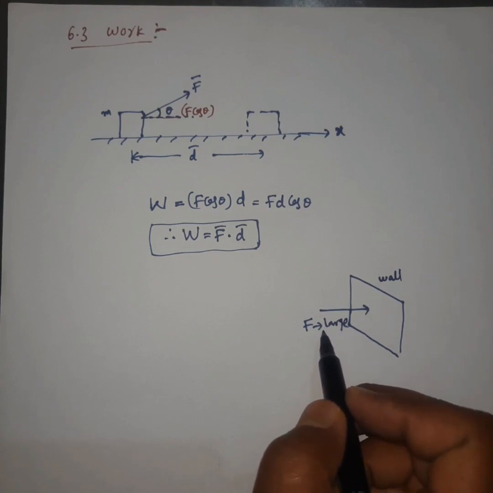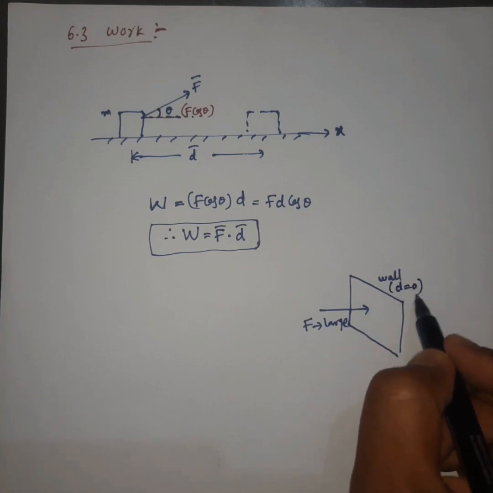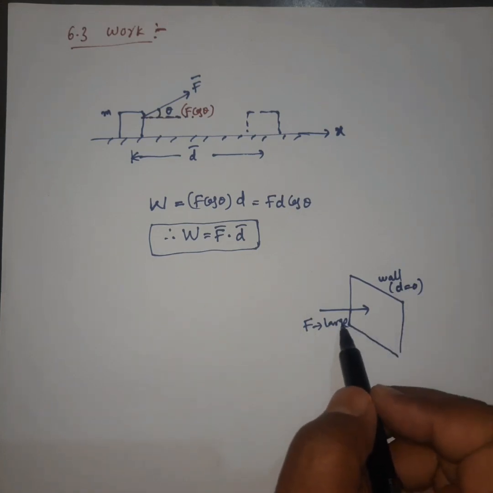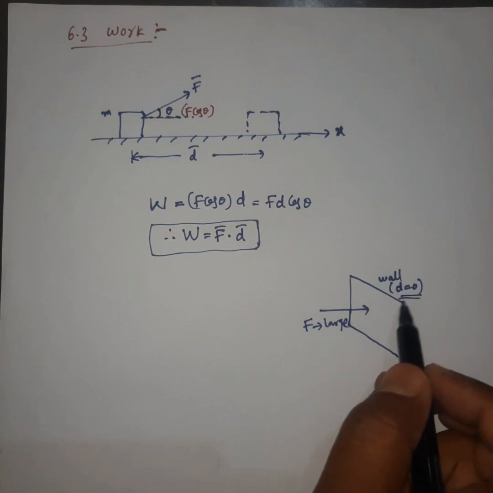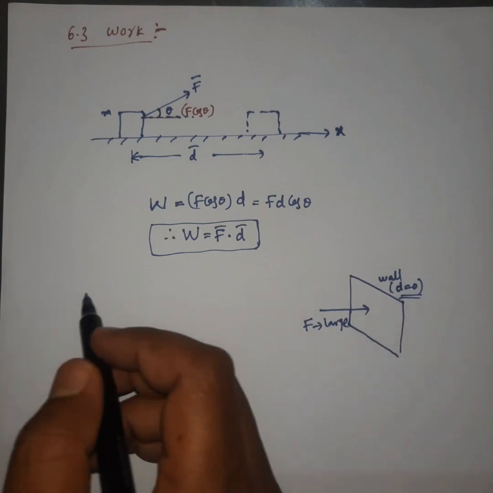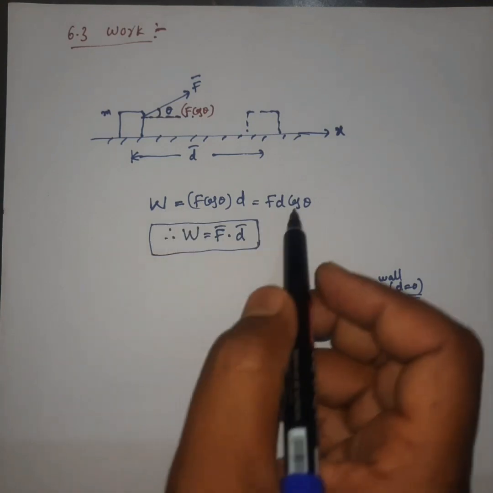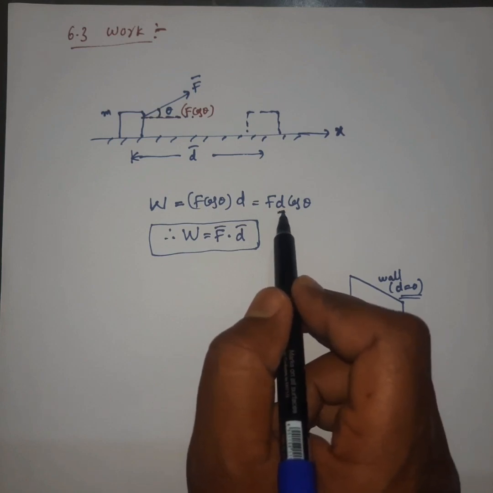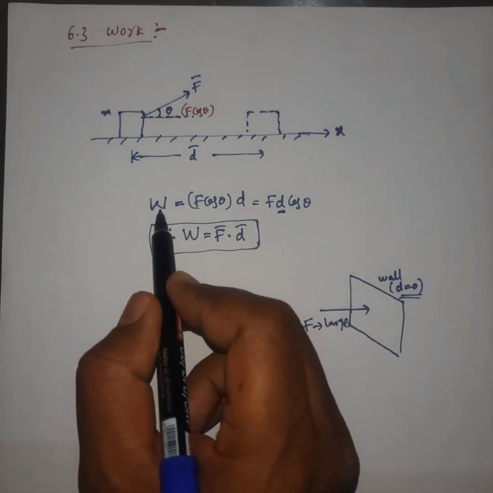If I am applying a large force on a wall, and there is no displacement of the wall, then work done is 0. For a large force, if there is no displacement, work done by the force is 0. So we have three cases where work done is 0. If displacement is 0, work done is 0. If force is 0, work done is also 0.